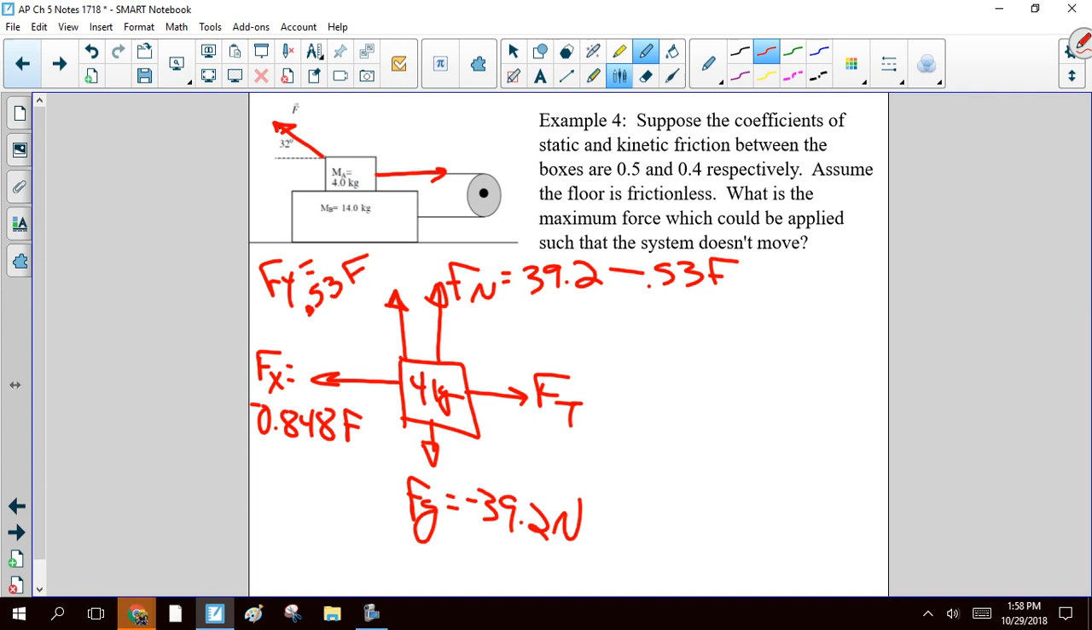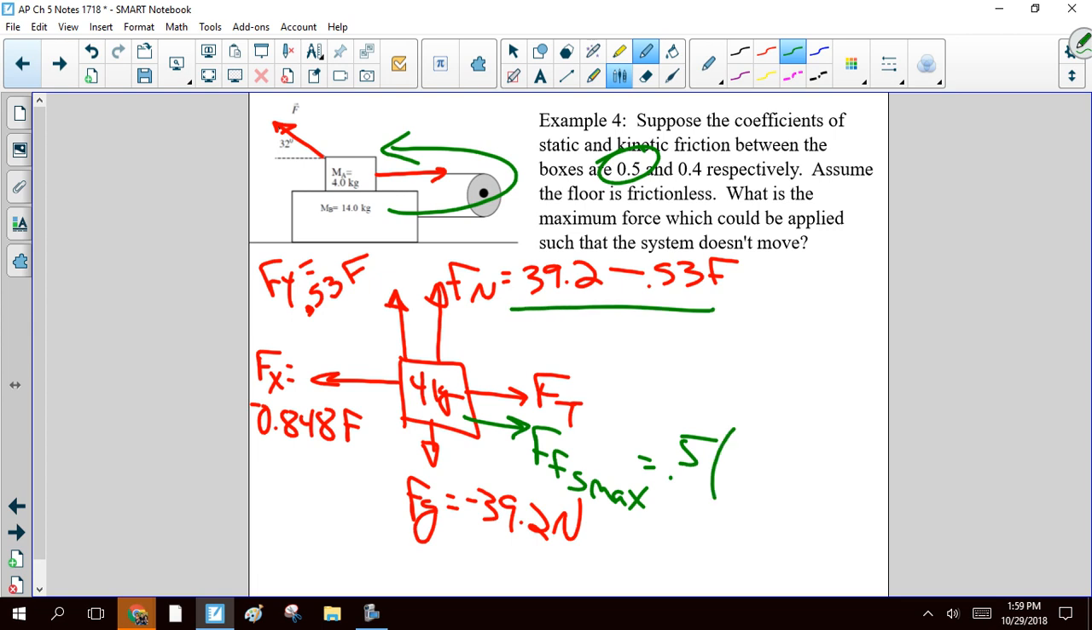Oh, no, it isn't. Because we don't want it to slide, right? So if the system was going to move, it would move this way, right? Which means that our static friction has to go this way to prevent the motion. And to maximize our force, we can maximize our static friction. So that's going to be our coefficient of static friction times our normal force.